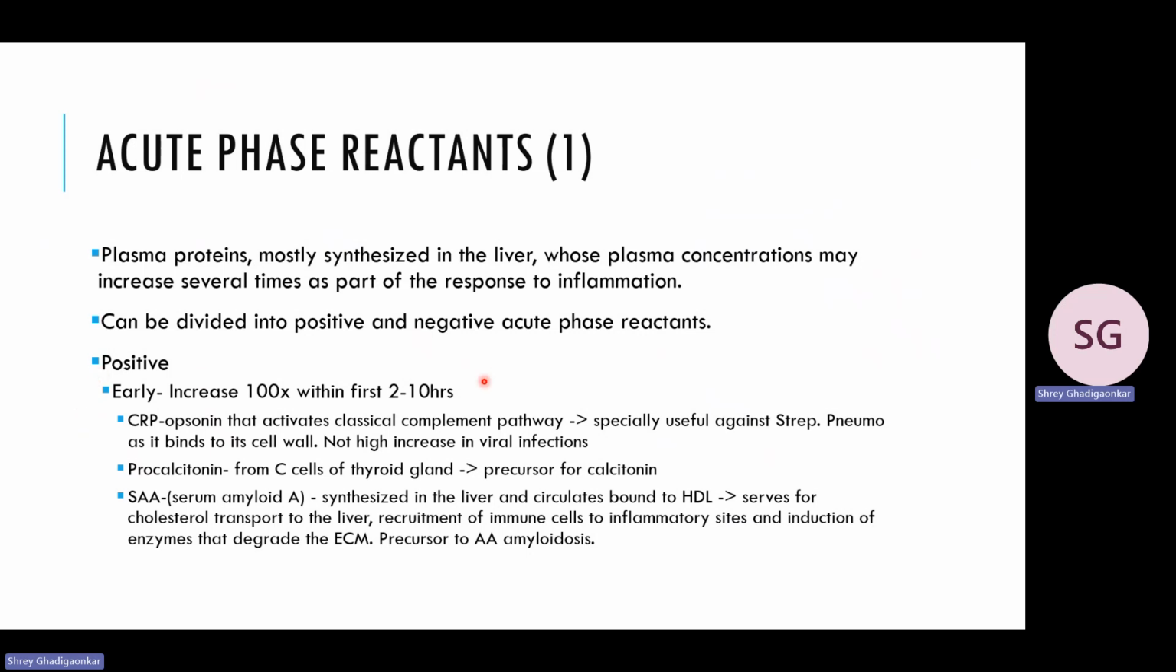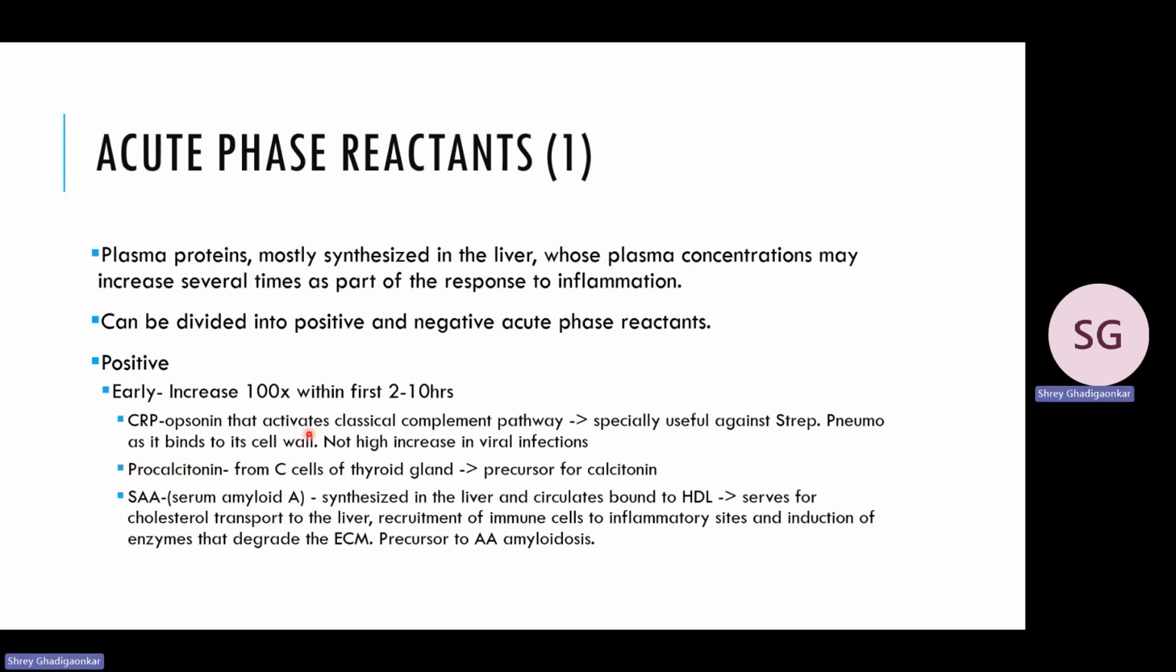The early ones usually increase 100 times within the first 2 to 10 hours. The most important of them is CRP, which stands for C-reactive protein. It's an opsonin, and this basically means that it helps in activating the classical complement pathway, and it's especially useful against Streptococcus pneumoniae as it binds to its cell wall.